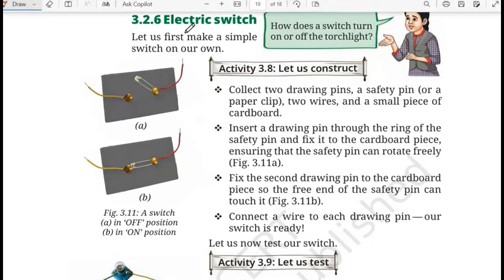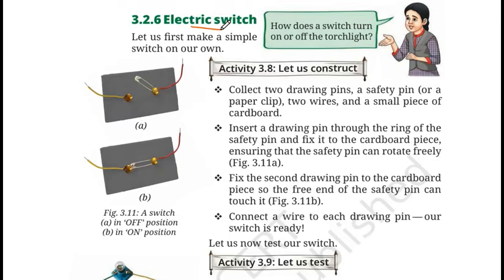Now, let us come to the electric switch. What is the function of an electric switch? How does a switch turn on and off the torchlight? Basically, the function of the switch is to turn a device on or off. Now, how does it happen? That we will learn through this activity 3.8.